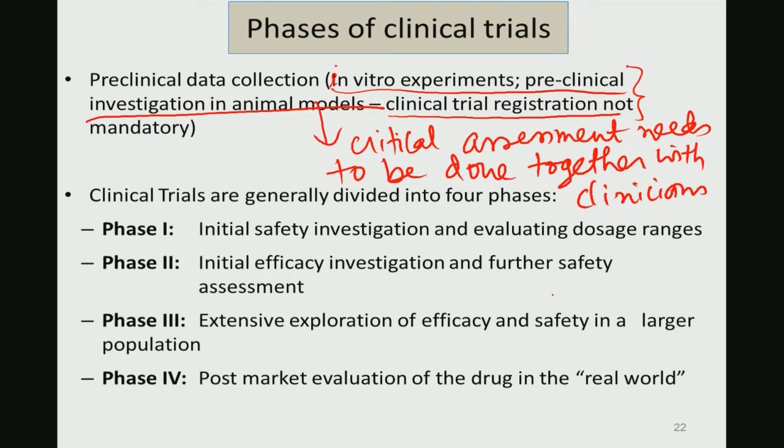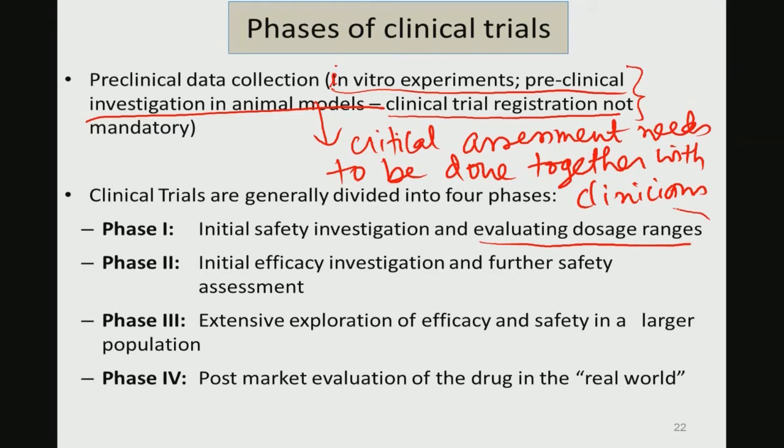Phase 1 is the initial safety investigation and evaluating dosage ranges. As I said earlier, just a few minutes ago, clinical trials essentially started to screen the drugs. So, therefore, these phases are also defined in the context of drug trials.